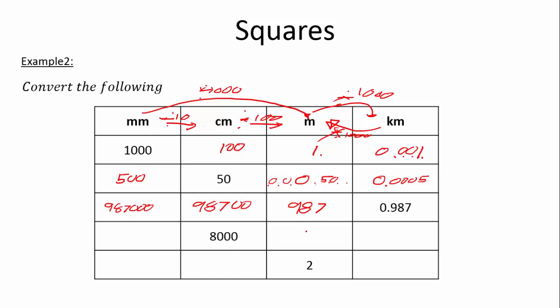Okay, 8,000 centimeters. We divide by 100 here, we get 80 meters. And 80 meters in kilometers is 0.08. You could put that as a 0 if you wanted. Then to get here, we've got to multiply by 10, 80,000. 2 meters is the same as 200 centimeters, which is 2,000 millimeters, and 0.002 kilometers. Make tables like this for yourselves and practice it, grade 8s.